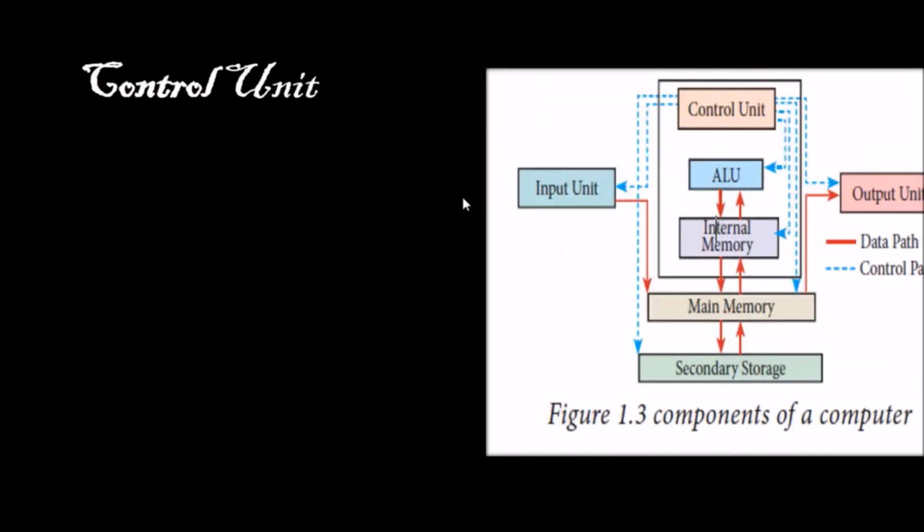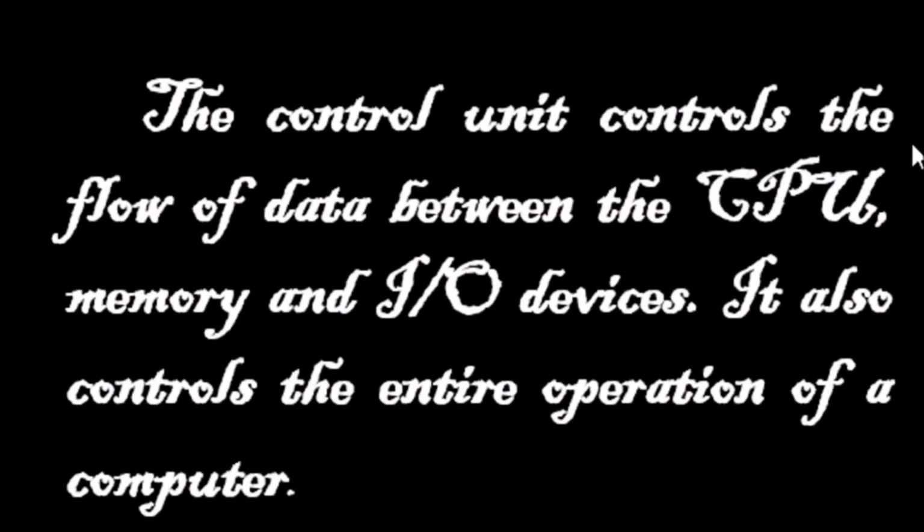Next, the control unit, another component of a computer. The control unit controls the flow of data, that is, where the data moves within the computer. The control unit decides the movement of data between the CPU, memory, and I/O devices. It also controls the entire operations of a computer.